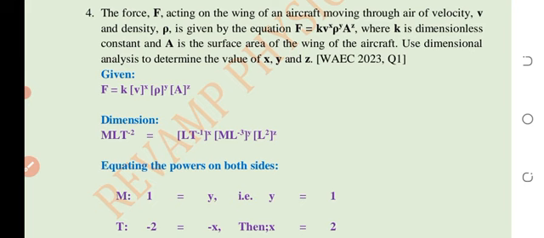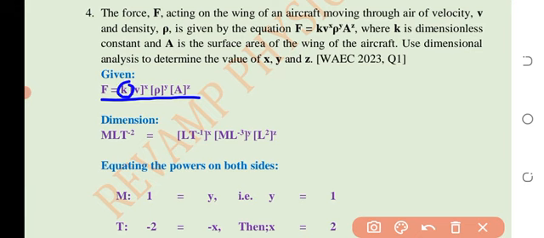Use dimensional analysis to determine the value of x, y, and z. Well, to find the value of x, y, and z, that is WAEC 2023, question number 1. So this is the equation given in the question. And according to the question, k is dimensionless, so we do not really need to worry about k.